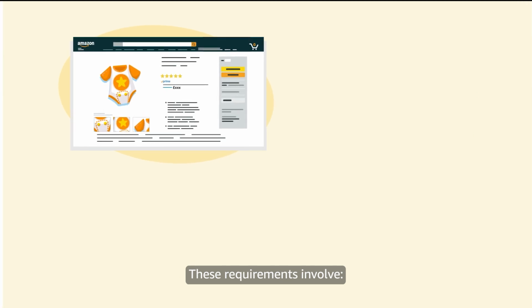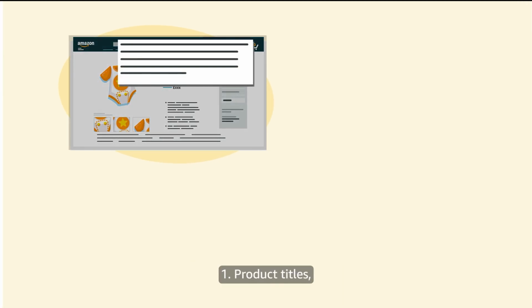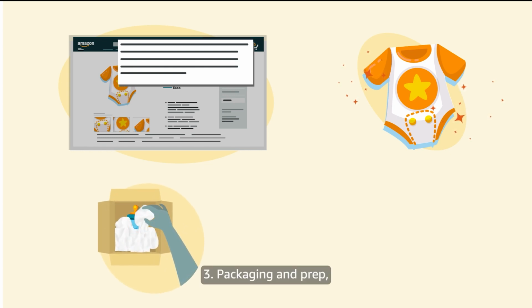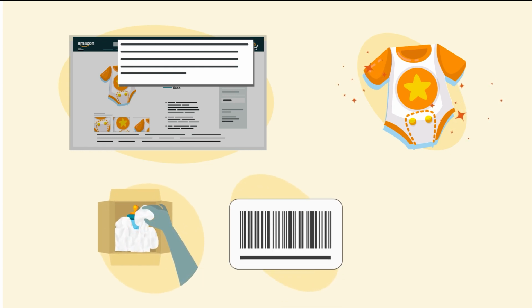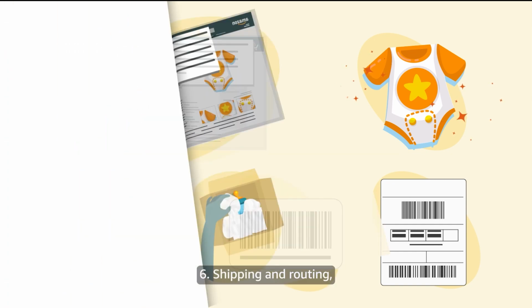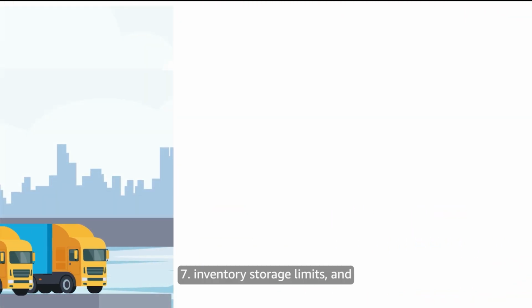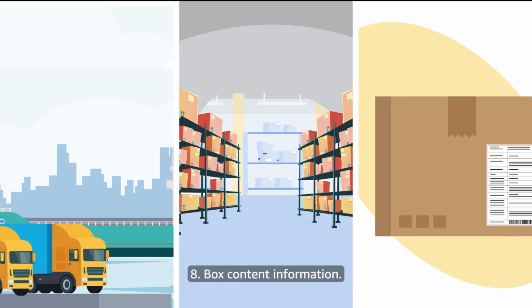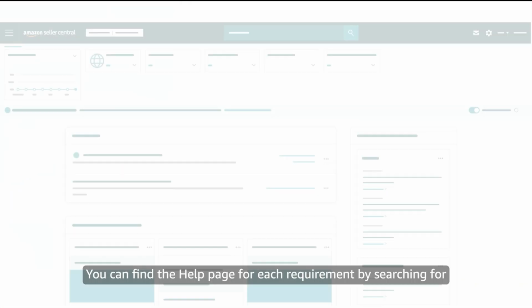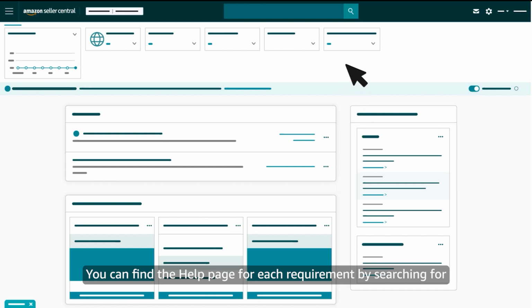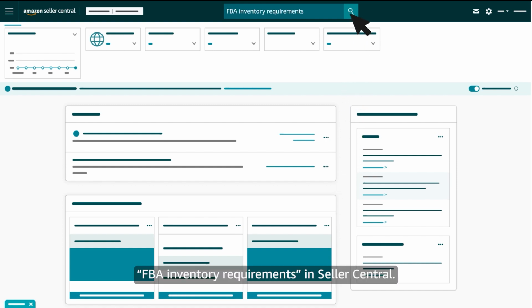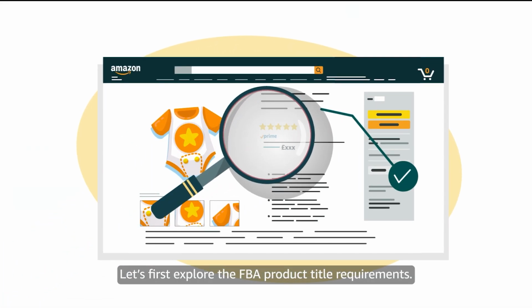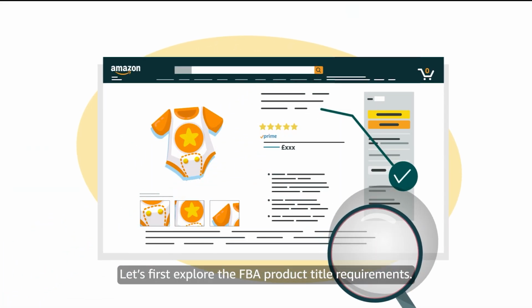These requirements involve: 1. Product titles, 2. Item conditions, 3. Packaging and prep, 4. Barcodes, 5. Shipping labels, 6. Shipping and routing, 7. Inventory storage limits, and 8. Box content information. You can find the help page for each requirement by searching for FBA inventory requirements in Seller Central. Let's first explore the FBA product title requirements.